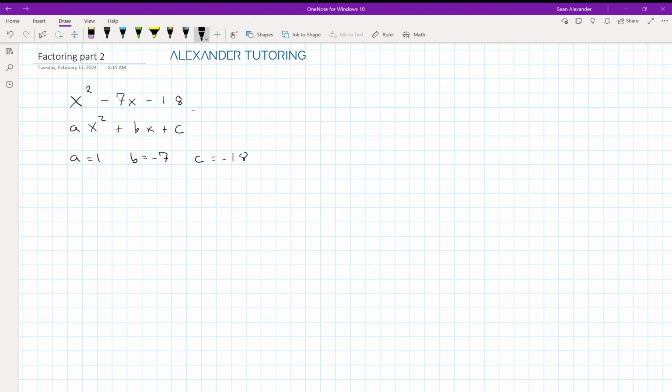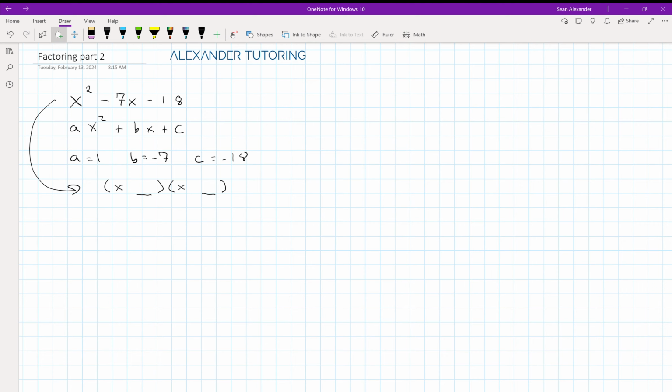Okay, so when we factor quadratics, we want to factor this into a form that looks something like this. And we want to find a number that goes here and here. I'll explain why in a second. This is going to seem like an arbitrary rule, but in order to find a number that goes there and there, we always want to find two numbers that when you add them together give you the middle term, or the b term, and when multiplied together give you the c term. So in this case, we're looking for two numbers that add to negative 7 and multiply to negative 18. Again, I'll explain why in a second.